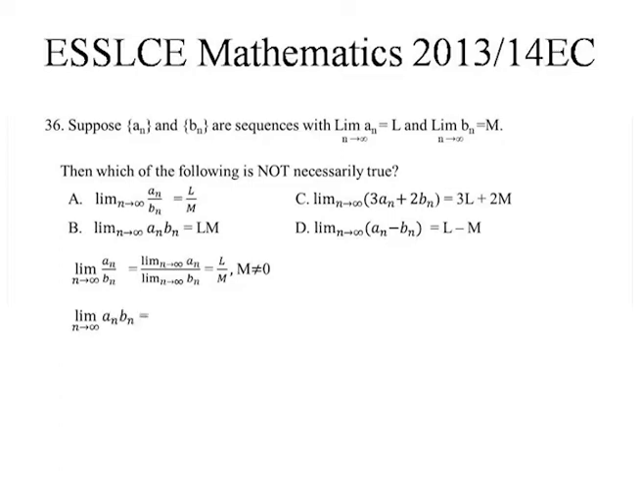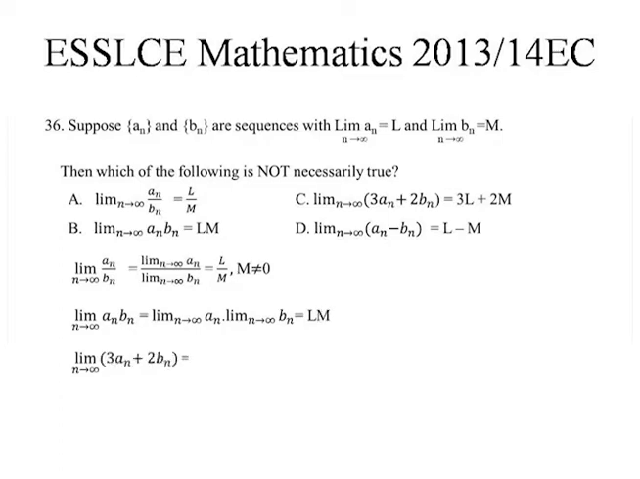Choice B, limit of A sub n times B sub n as n approaches infinity is equal to limit of A sub n as n approaches infinity times limit of B sub n as n approaches infinity. Limit of A sub n as n approaches infinity is L, times limit of B sub n as n approaches infinity is M. So choice B is correct.